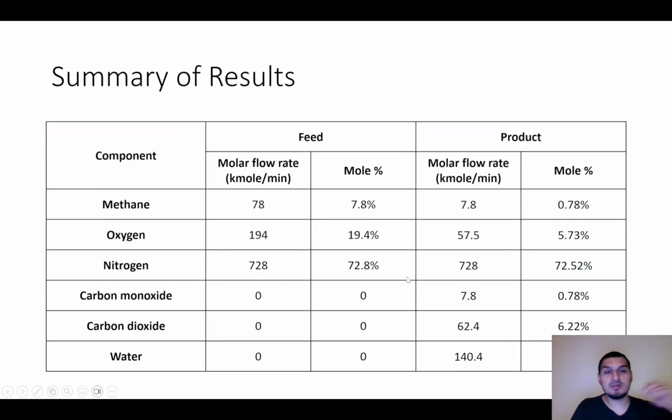So this is the summary of the results as flow rates for the feed and for the product, and the mole fractions or mole percentage. You'd see here nitrogen is dominant in both cases because it's much more than the rest of the components as number of moles. This is something that you would notice, and this is something that's very, very common in combustion reactions because combustion takes place in air. This is something we will see in like 4 or 5 videos, inshallah.